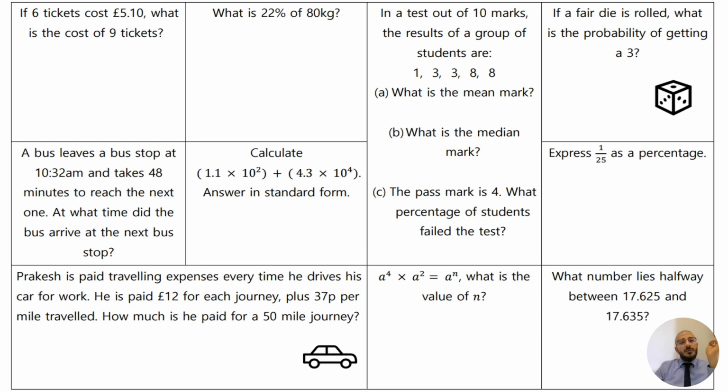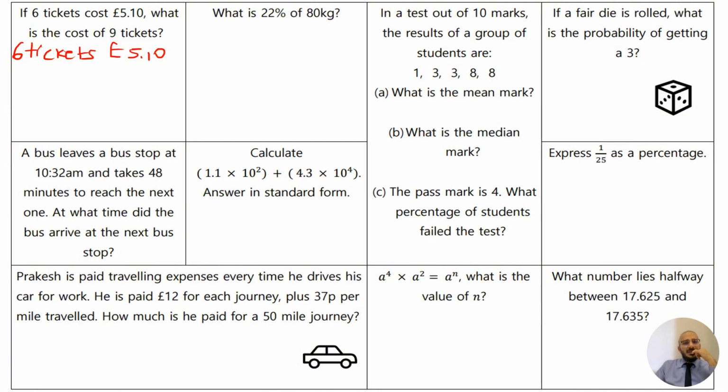So starting off from the first question: if 6 tickets cost £5.10, what is the cost of 9 tickets? What we need to make sure we have in front of us is our calculator. Because it is a calculator paper, we need to use a calculator, of course. We don't want to make any mistakes unless it is a straightforward question. So I'm going to write down 6 tickets will cost £5.10.